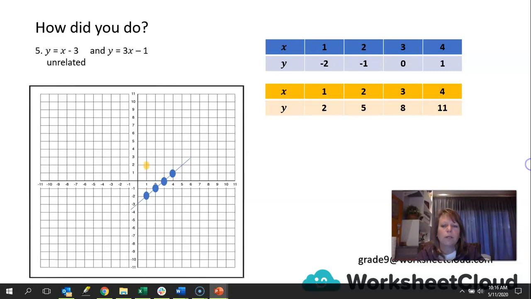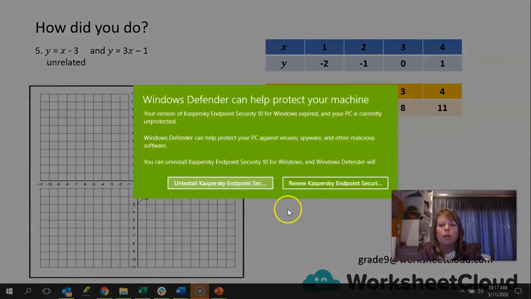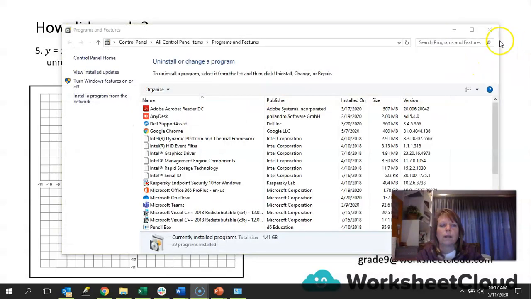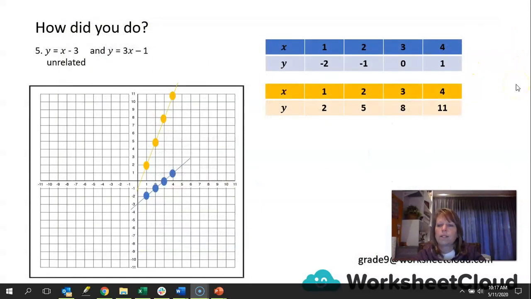So let's plot those points. There you can see 1 and 2, 2 and 5, 3 and 8, and 4 and 11. And we're going to join those, and you can see that it goes through the y-intercept at minus 1. But as you can see, the graphs are completely unrelated. How can we tell? We can tell because the y-intercepts are different and the gradients are different. Got myself a bit confused there.